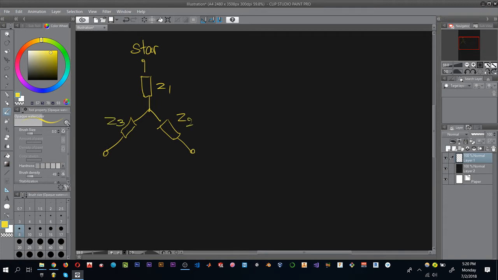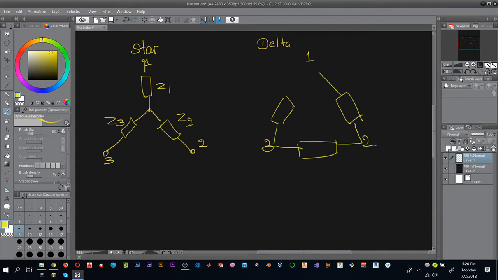This is the star connection. Well, what's the delta connection? Oh, by the way, this is obviously point 1, point 2, and point number 3. Now the delta connection is similar in that there's a point 1, a point 2, and a point 3. But the way the resistors are connected is different. We have a resistor between the 3 points. And this is point 1, point 2, and this is point 3.